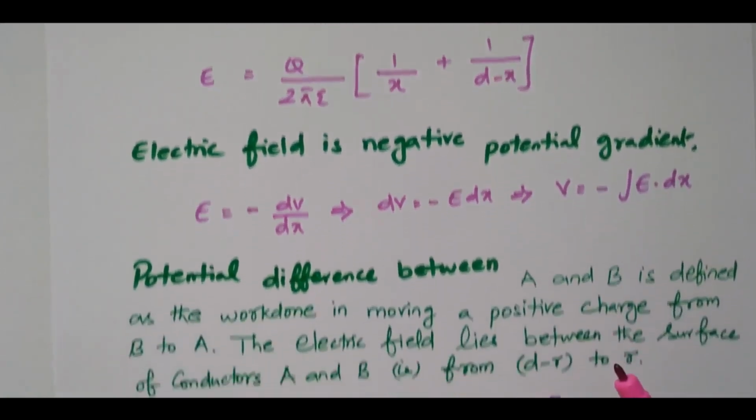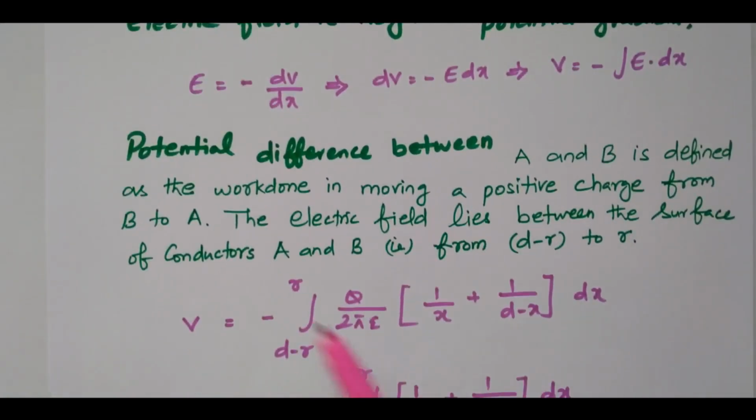Now we'll see what the limit for this integration is. The potential difference between A and B is defined as the work done in moving a positive charge from B to A, right? So the potential difference is nothing but work done, moving a positive charge from B to A. The electric field lies between the surfaces of conductors A and B, that is from d minus R to R, right? The distance between the conductors, d minus R, and the radius of the conductor, R, decide the limit for this integration. So we are using the limit d minus R to R.